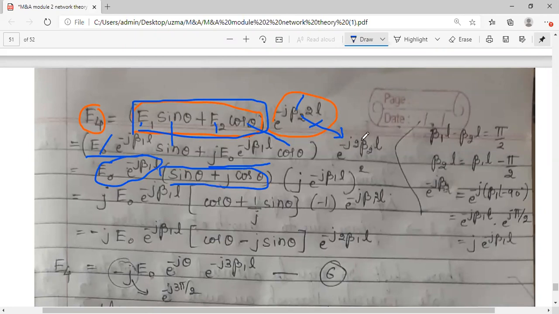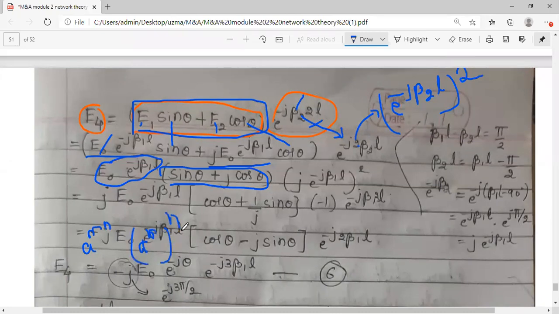You will be left with, now what will I do? I have written it in this form, squared. This 2 I have taken up. It is your indices: if it is a^m raised to n, it is nothing but a raised to m n. So this 2 I have taken in the power. Okay, so that I have written.